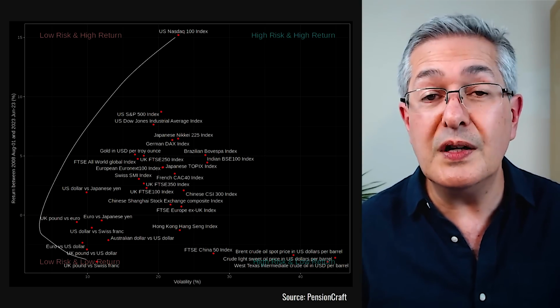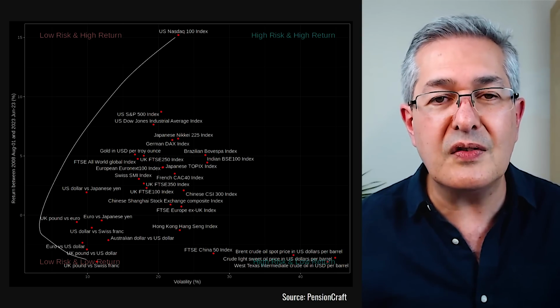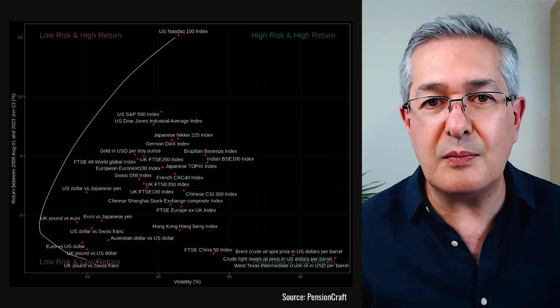If you look at the FTSE All World Index, it's lower down on returns, but it's also lower down on risk because it's better diversified.